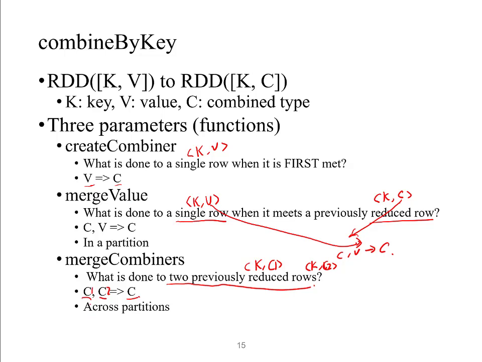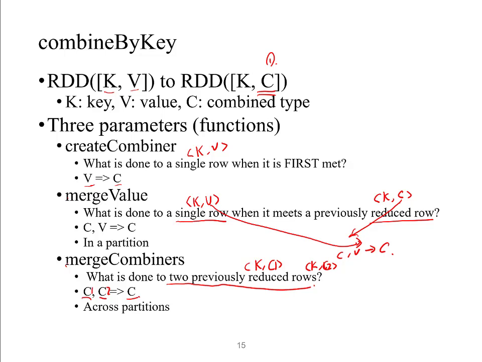After that, you merge combiners across partitions. You take the same key from different partitions together and use merge combiners to do the merge. So for the design of combine by key, you first need to decide what C is. Because you know what the key is and what V is, you need to first decide what C is, and then you need to decide the three functions.